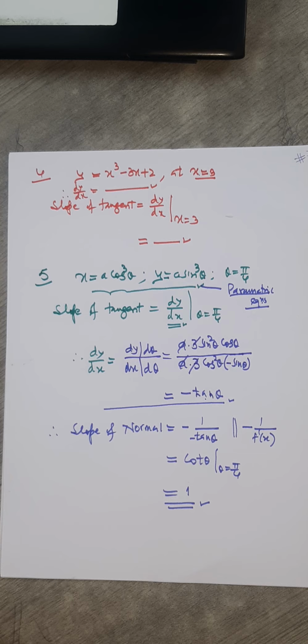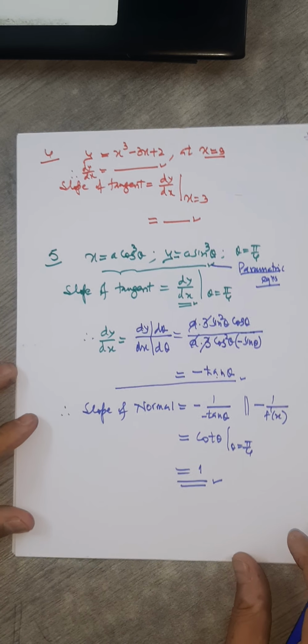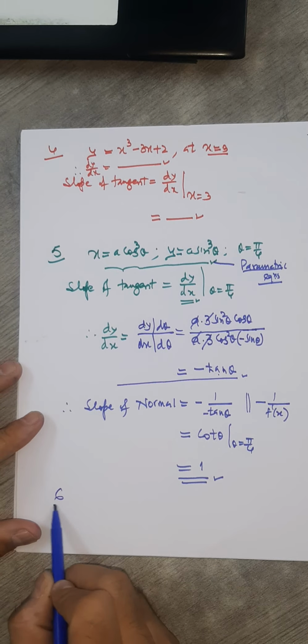Now in the next question, question number 6 here. Find the slope of the normal to this at theta equals to pi by 2. Same question, you can do it. I'll not do it. Again you have parametric equations. So you can do it. And finally you put theta equals to how much? Pi by 2.